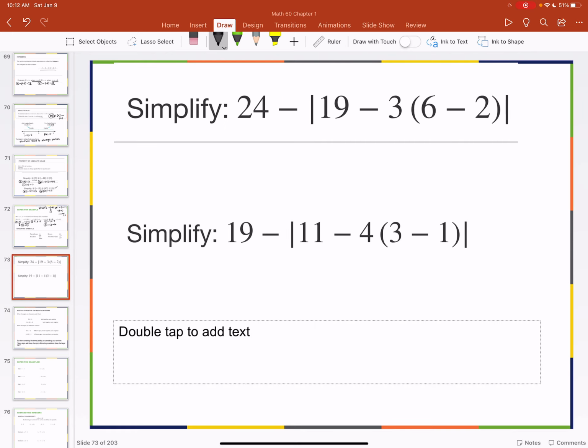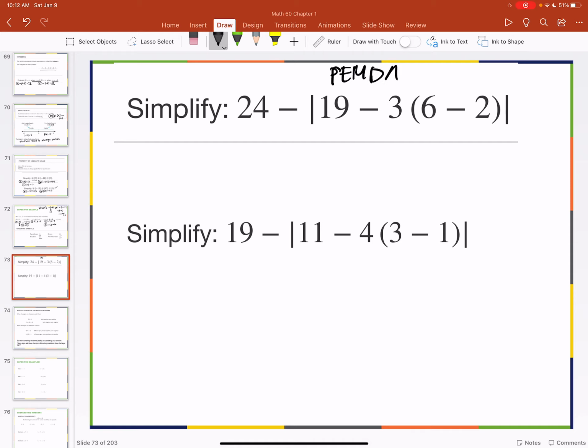Okay, so let's go ahead and do this. Let's simplify 24 minus the absolute value of 19 minus 3 times 6 minus 2. So remember PEMDAS. Don't forget PEMDAS. Please excuse my dear Aunt Sally. We'll bring this down, and we're going to look at this first, okay?